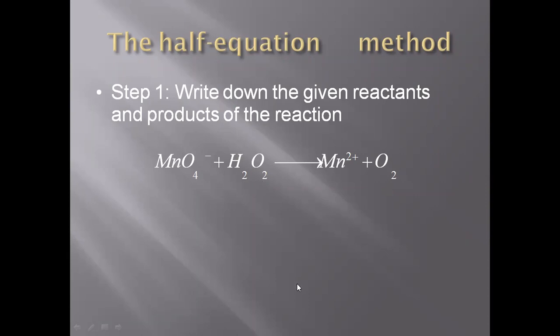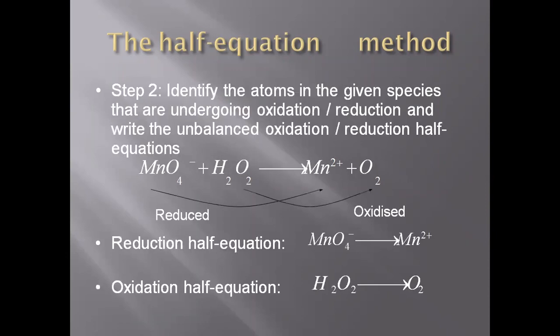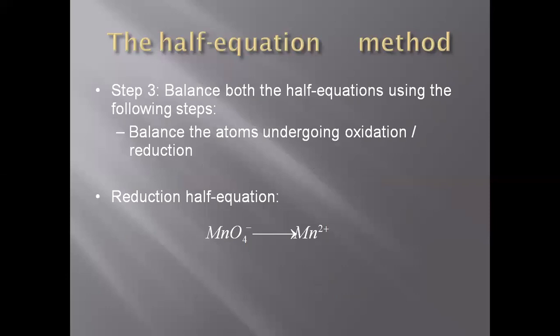The half equation method states that you have to divide the reactant and product on the basis of the reduction half equation and the oxidation half equation. So let's see where the oxidation is going on and where the reduction is. MnO4 negative is reduced to Mn2 positive, so MnO4 negative to Mn2 positive is your reduction half, and the oxidation half is hydrogen peroxide to oxygen, H2O2 gives O2. So now we have our oxidation half equation and reduction half equation.